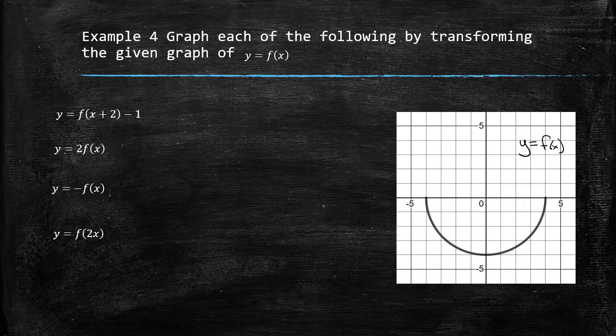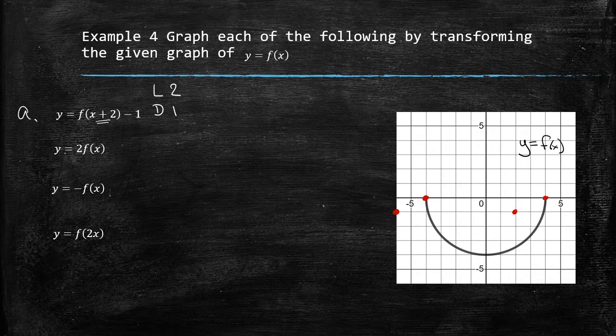Okay, so for the first one, I'll just call it part A here. We have y is equal to f of the quantity x plus 2, and then minus 1. So adding 2 to the x inside is going to shift our graph to the left 2 units. And then we'll move it down 1 because of the minus 1. Okay, so here in red, I'm going to take these 2 key points up here, my x-intercepts, and if I move them to the left 2 and down 1, I'll have 2 points on my new function.